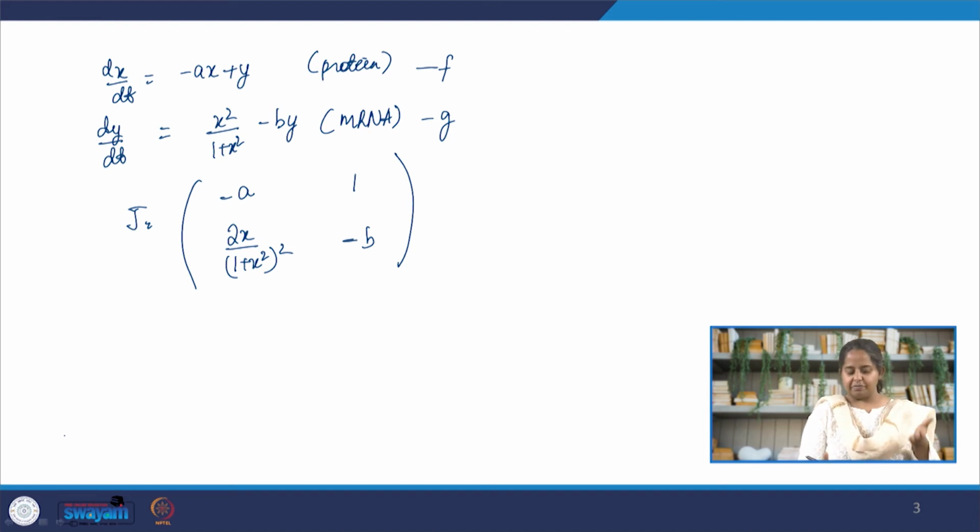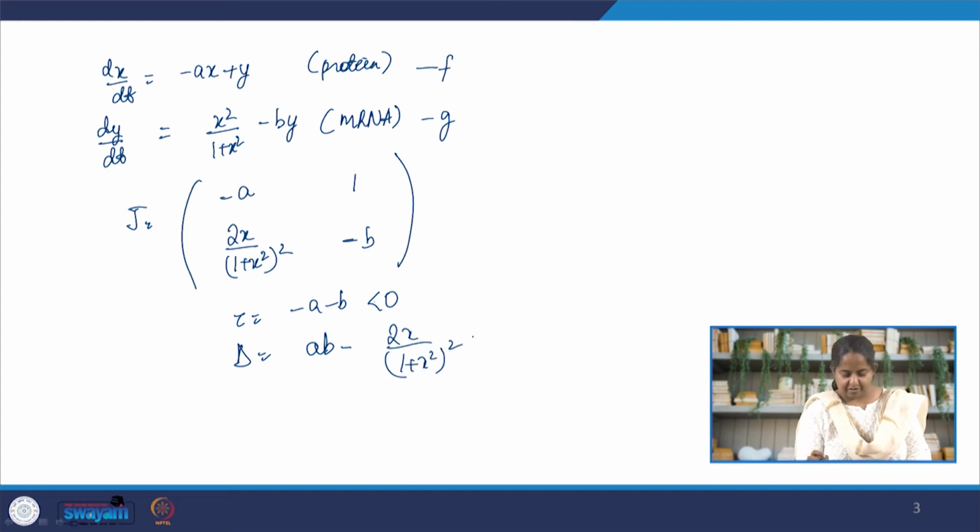So let's just spend some time looking at and analyzing our Jacobian. The trace here is always going to be minus a minus b, which is going to be less than 0. The determinant is ab minus 2x over (1 plus x square) square, right? Very interesting. So depending on the sign and the value of our determinant, we will know whether we are on the y-axis, which is the axis for non-isolated fixed points, or we are on the third quadrant, which is for saddle node, or the fourth quadrant, which is for stable fixed points or stable spirals.